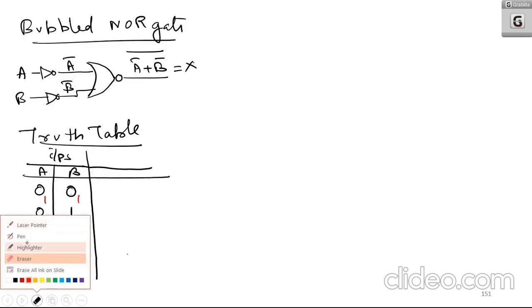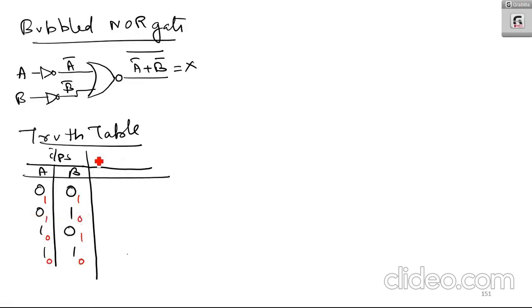So first what I will do is take the output as some intermediate output. I am taking it as A bar or B bar. Okay. So what is 1 or 1? 1 or 1 is 1. 1 or 0? 1. 0 or 1? 1. 0 or 0? 0.